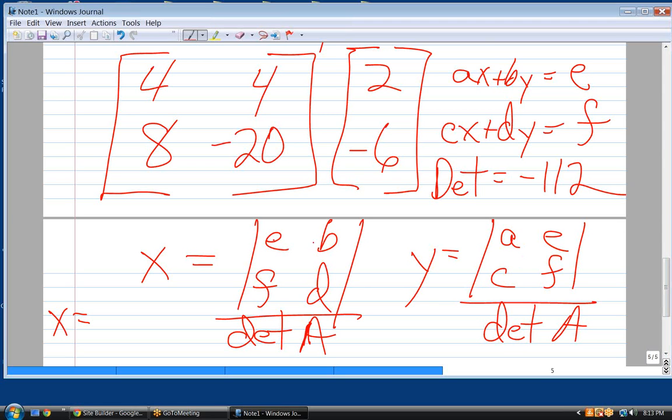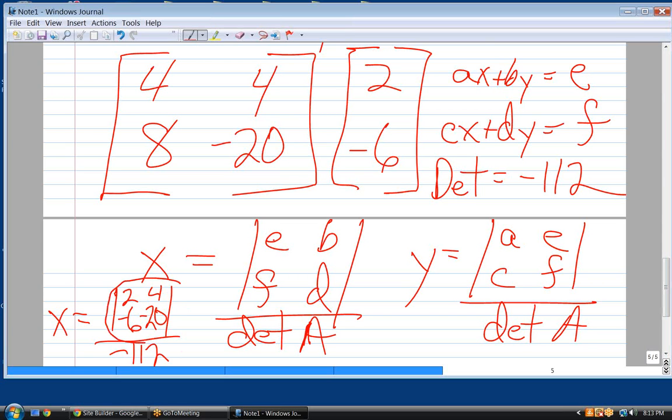Now, do you know what these letters mean? In other words, the x value is going to be the determinant of E, which is 2, goes there. B, which is 4, goes there. F, which is minus 6, and D, which is minus 20. Okay, all over minus 112. So what is that number?